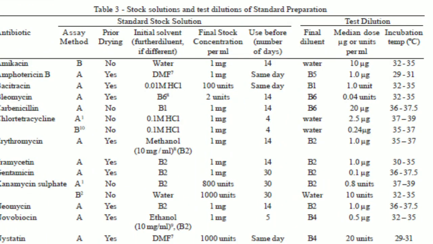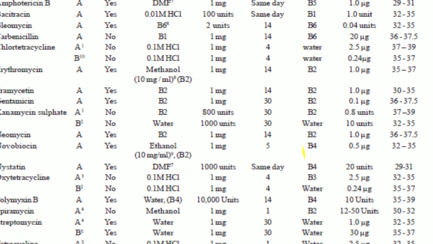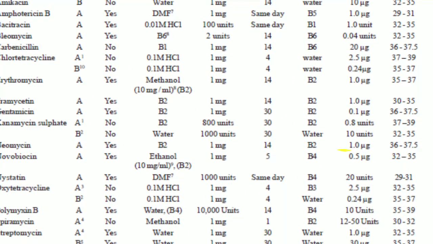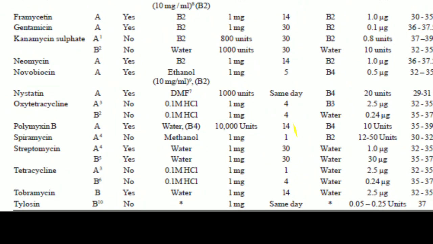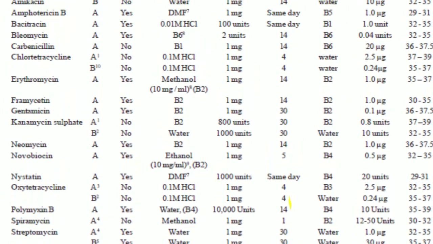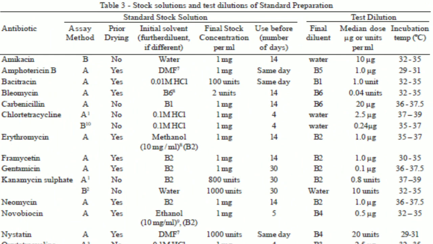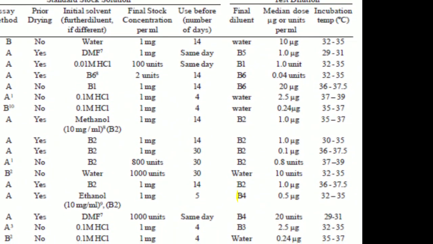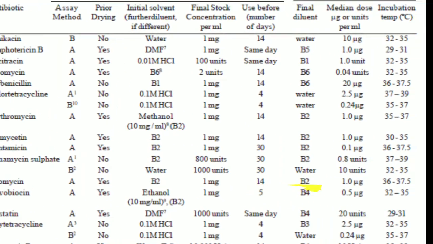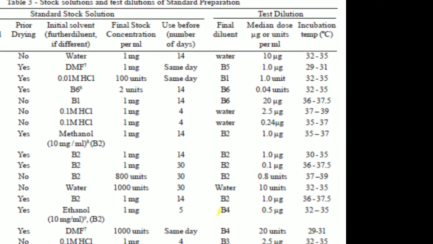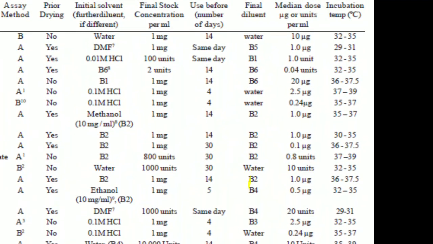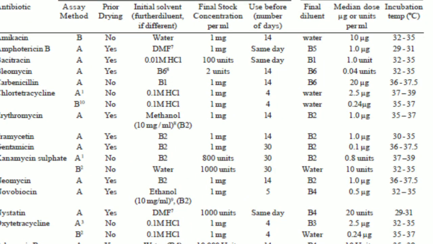These are under different conditions of solvent, final concentration, and the day of use. On the same day amphotericin B and bacitracin have to be utilized, on the same day nystatin has to be utilized, on the same day tylosin has to be utilized, or there are conditions like the number of days being 14 in some of the cases. It may be 4 days, it may be 30 days depending on the concentration and on the nature of that particular antibiotic. And the test dilution, the final diluent, is specified by the Indian Pharmacopoeia for each and every antibiotic, right? So that way it has to be carried out.